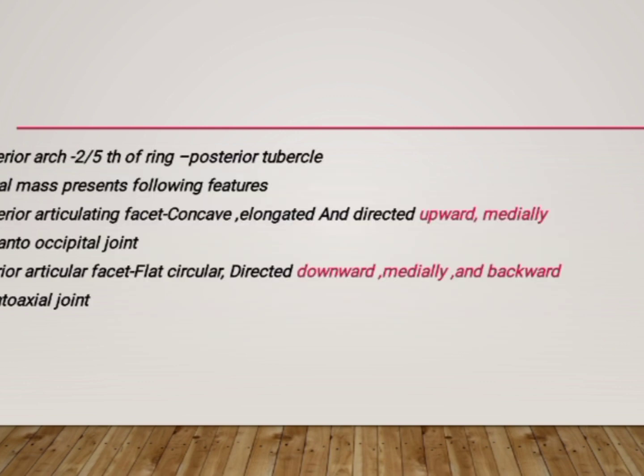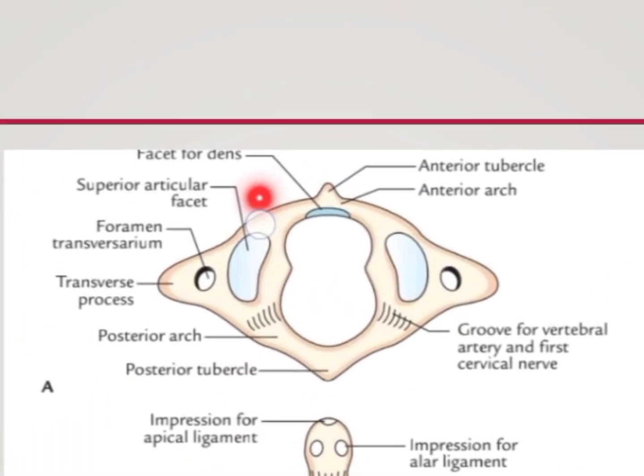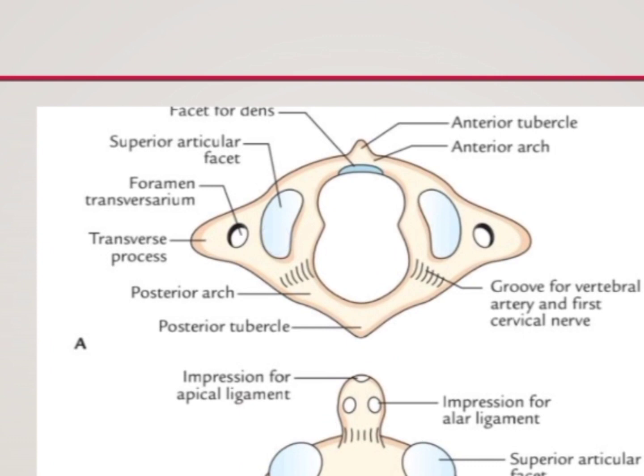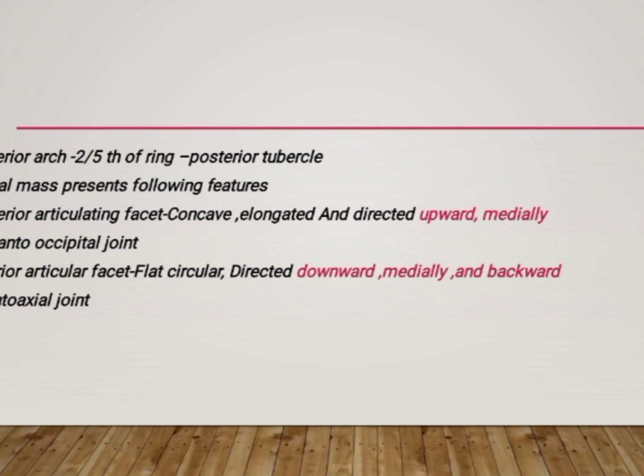Now the topic of the lateral mass. The lateral mass presents the following features: a superior articulating facet and an inferior articulating facet. Understand how the superior articulating facet is oriented: it is concave, elongated and directed upward and medially. In this picture, this is the kidney shaped superior articulating facet, which is concave, elongated and directed upward and medially, and forms a joint with the occipital condyles of the occipital bone to form the atlanto-occipital joint.